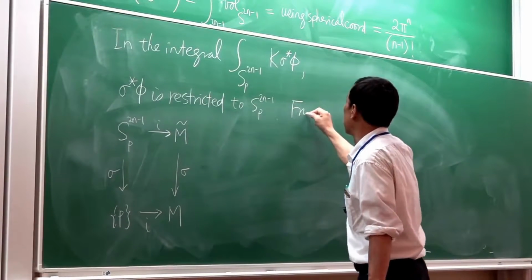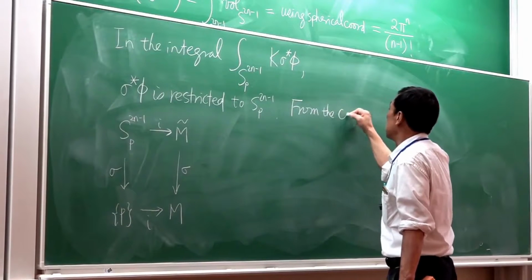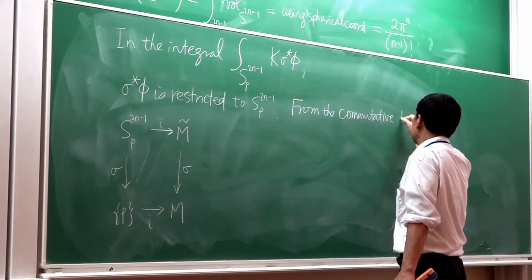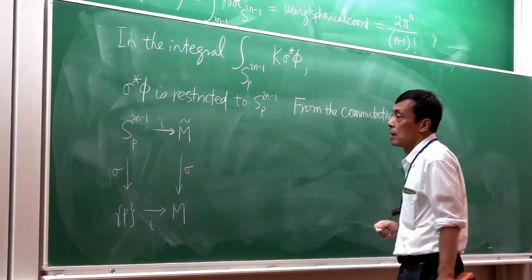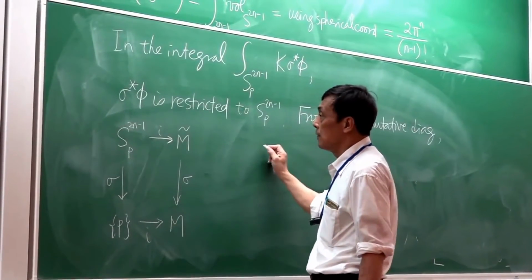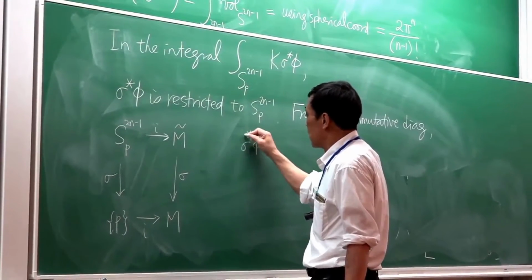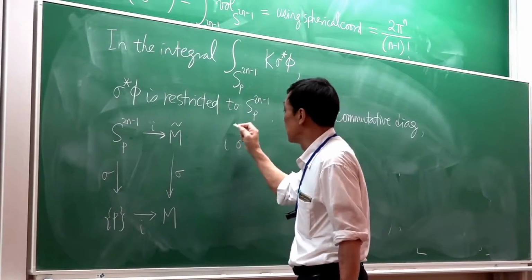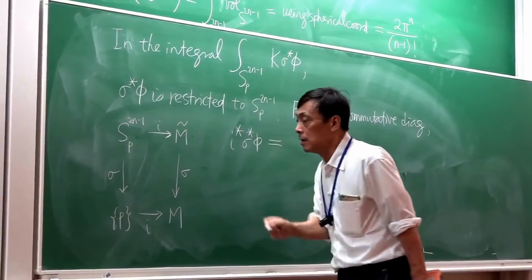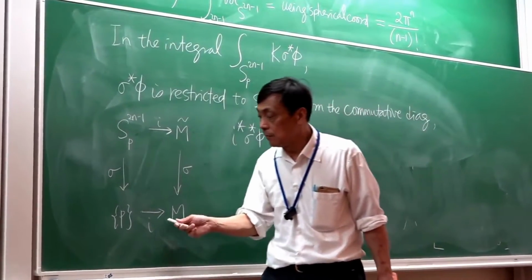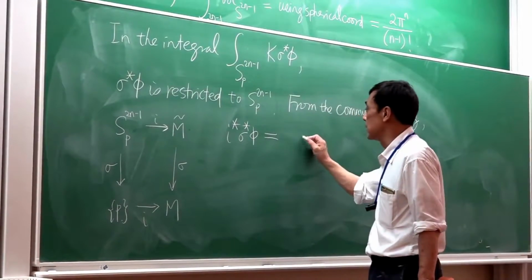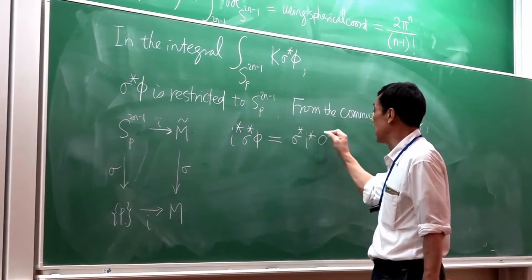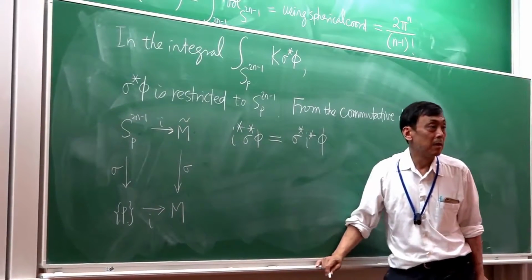So from the commutative diagram, you see that if you take phi, you pull it up, and then you restrict to the sphere, it is the same as first you restrict to the point, and then you pull it up. Okay?